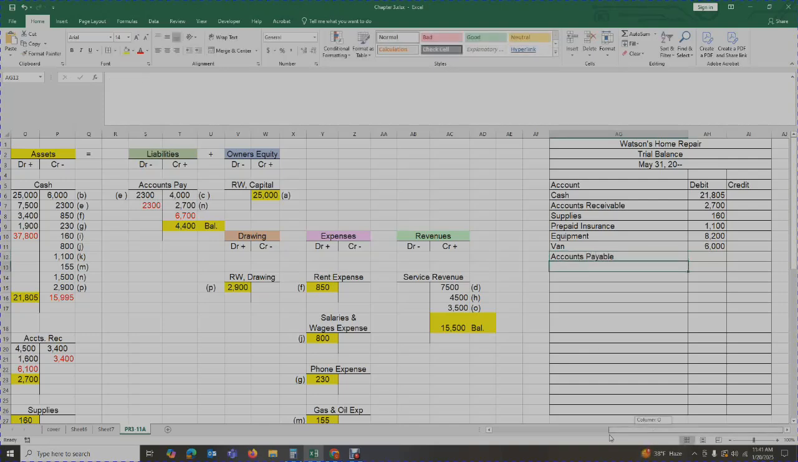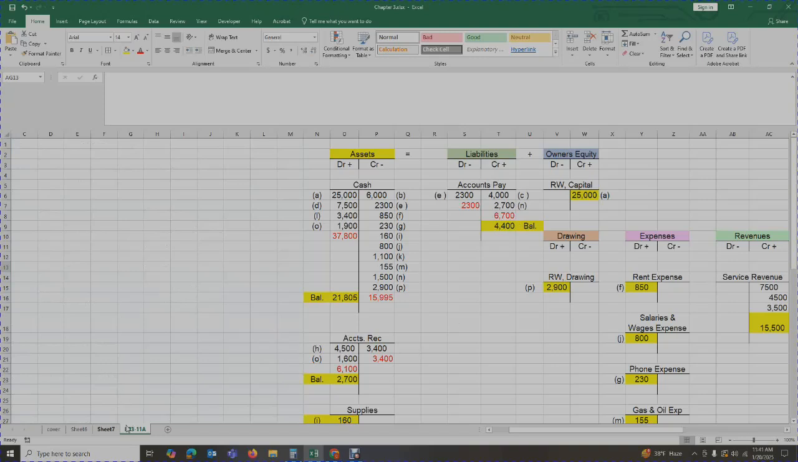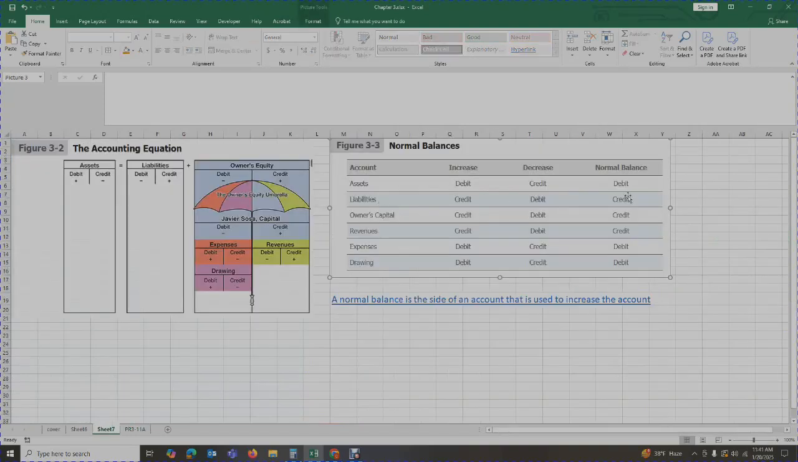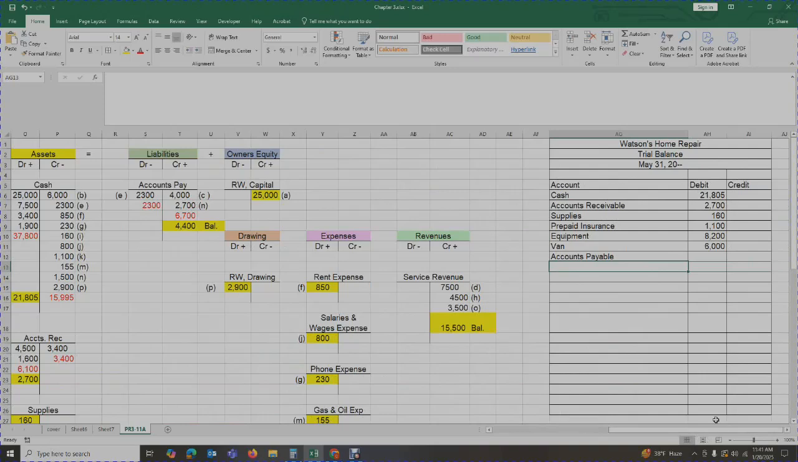How do I know I have one liability? It's given to us. I've got liabilities of accounts payable. If I look at my liabilities, I've got a credit balance of $4,400. Remember, liabilities have a normal balance of a credit. So if we go back, we look at liabilities, normal balance of a credit. Okay. So I'm going to go ahead and put that liabilities, accounts payable. I've got a balance of $4,400 on the credit side.